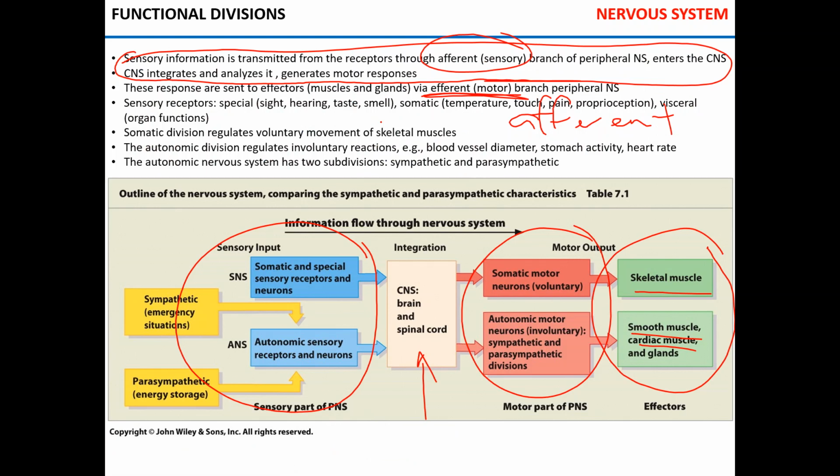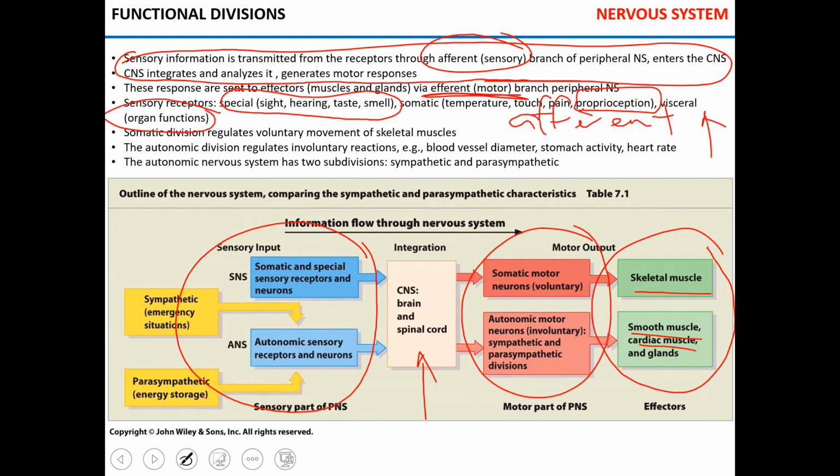So, what can be sensory receptors? We talked about the special senses. That's your vision, your hearing, your smell, and your taste. And also somatic receptors, such as temperature receptors, receptors that sense touch, receptors that sense pain, and your position in space, so-called proprioception. Visceral sensory receptors deliver the sensory information from the organs.